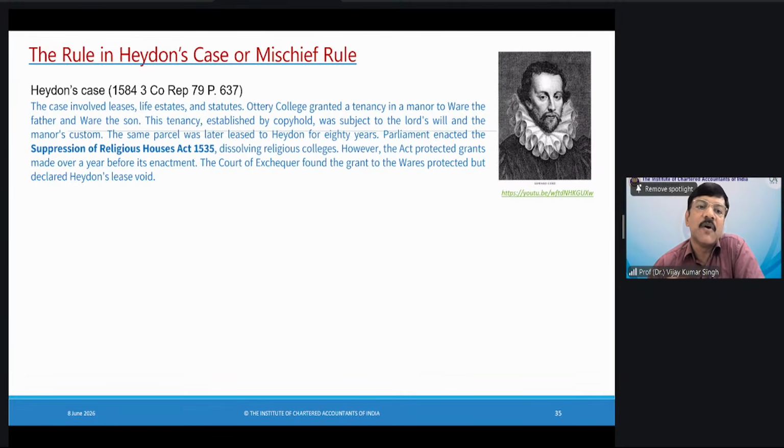This is called the mischief rule, 1584. The case involved basically a lease, life estate and statutes. Ottery College was one of the colleges which granted tenancy to Ware the father and Ware the son. This tenancy established a copyhold, subject to the Lord's will and the manor's custom. The same parcel was later leased to Heydon for 80 years. Now Parliament enacted the Suppression of Religious Houses Act dissolving religious colleges. However, the act protected grants made over a year before its enactment. The Court of Exchequer found that the grant to the Wares was protected but declared Heydon's lease void.